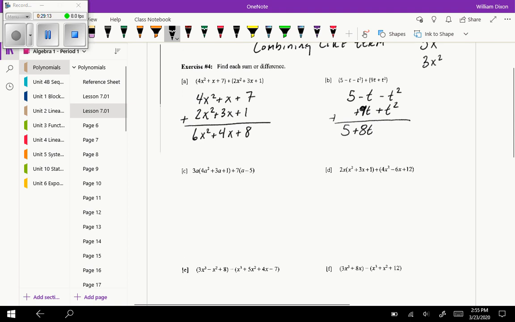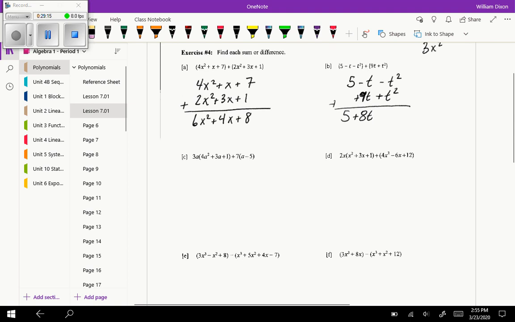So you don't have to line them up. You can just add the terms that are next to each other or not next to each other, but you don't have to line them up. Anyway, let's go purple. Let's get a little change here. All right, so I have 3a times the quantity 4a squared plus 3a plus 1 plus 7 times the quantity a minus 5.